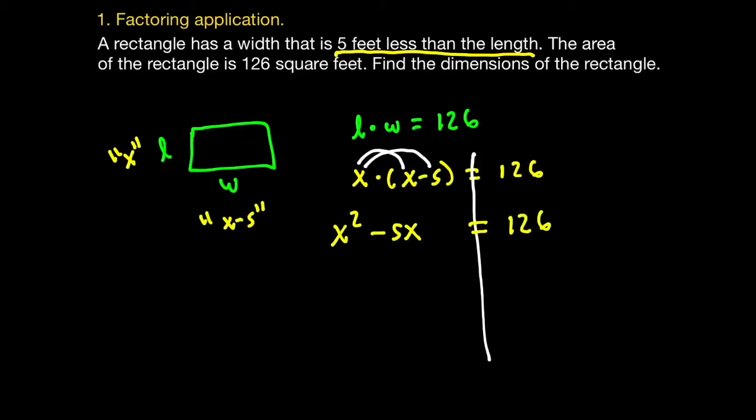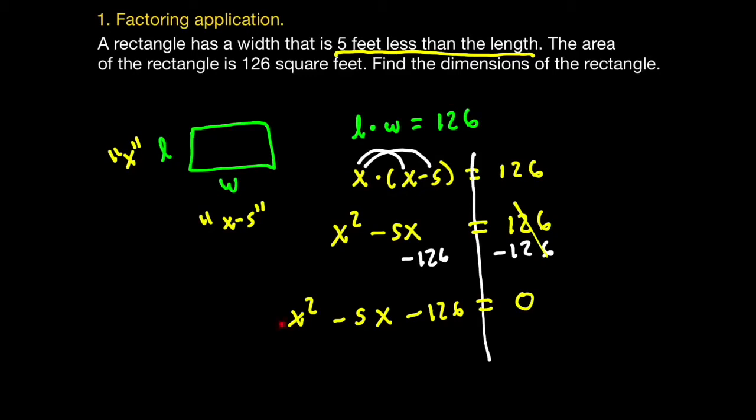And I notice that I have a power of 2 on my variable, so I have a quadratic equation. I'll attempt to solve by factoring, so I'll have to move all of the terms to one side and have 0 on the other. To do this, I am going to subtract by 126 on both sides. And on the left-hand side, I'm going to have x squared minus 5x minus 126. And on the right-hand side, the 126 minus the 126 is going to give me 0.